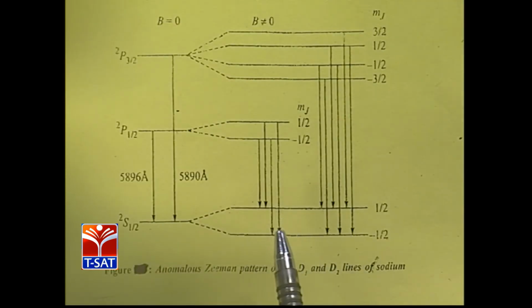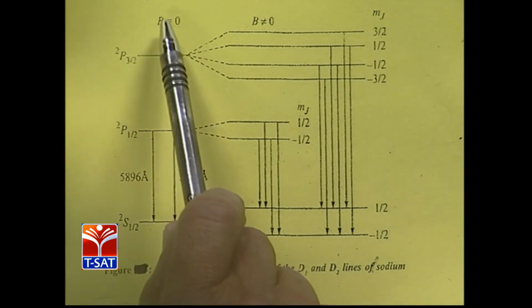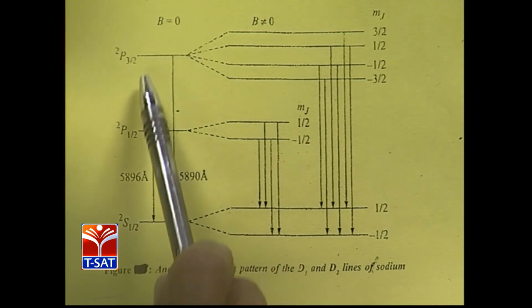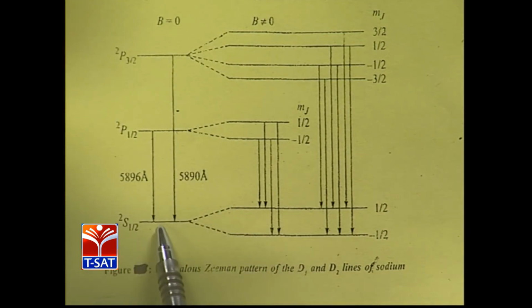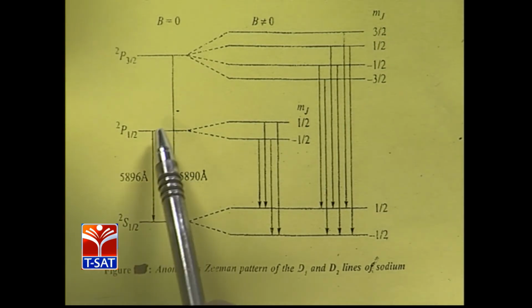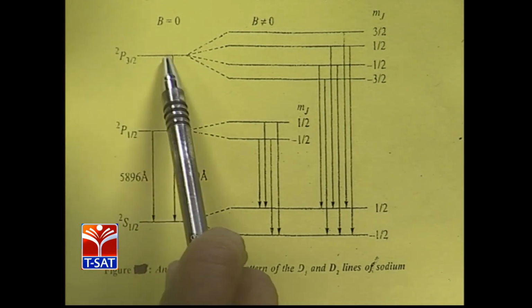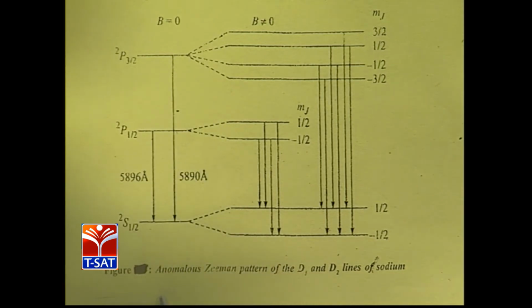Now, this part of the figure shows the values for sodium D1 and D2 lines, and the lines are anomalous Zeeman effect. Here this is the magnetic field, without the magnetic field B equal to 0, and first lower level is 2s2 level, the upper levels are 2p 1/2 and 2p 3/2. The original spectrum consists of 5896 angstrom units and 5890 angstrom units. These two are the lines that are observed for sodium D1 and D2.